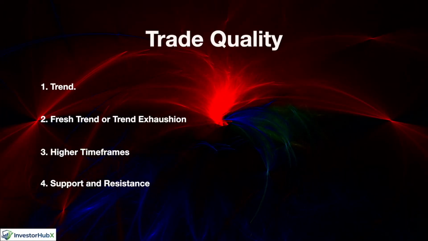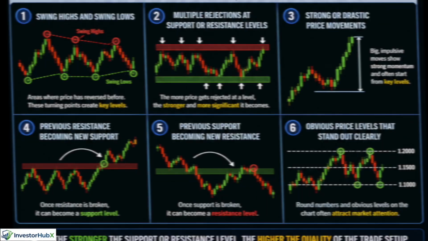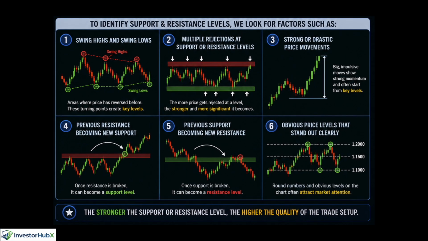The fourth factor is support and resistance levels. Support and resistance levels found on higher time frames generally carry more weight than those found on lower time frames. These are also known as key levels. To identify support and resistance levels, we look for factors such as swing highs and swing lows, multiple rejections at support or resistance levels, strong or drastic price movements, previous resistance becoming new support, previous support becoming new resistance, and obvious price levels that stand out clearly on the chart.